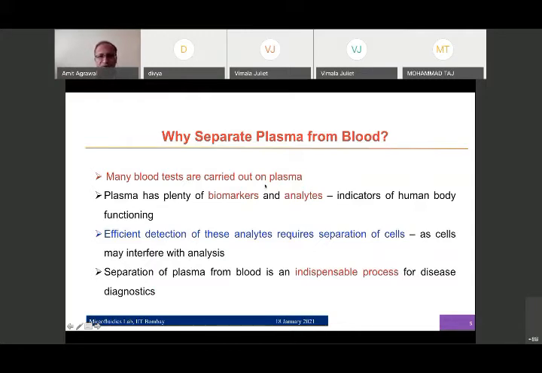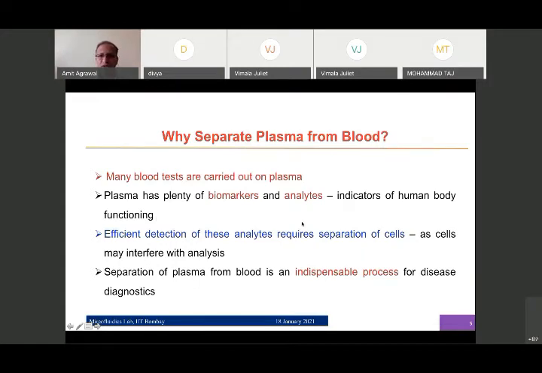Therefore, the efficient detection of these analytes requires that there should not be any interference from other things, which could be cells. So we would like to separate out the cells, or remove the plasma, and then just work with the plasma without the presence of the cells. Therefore, the separation of plasma becomes an indispensable process for disease diagnostics.